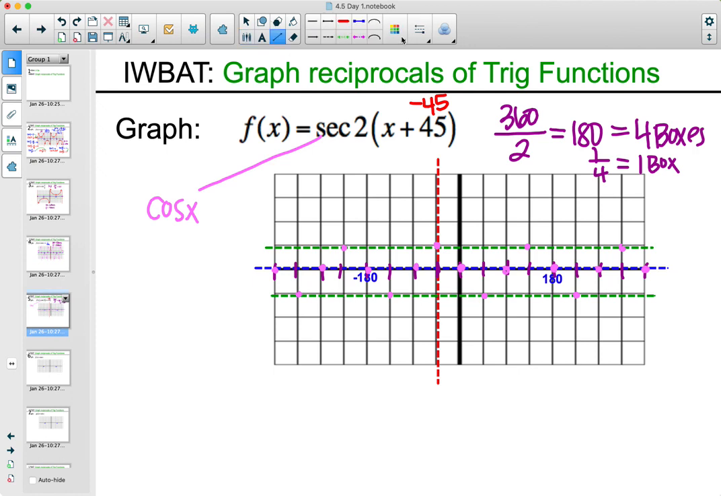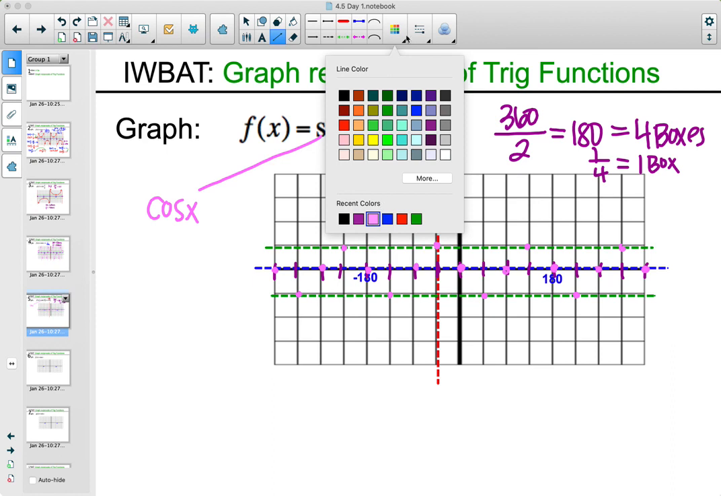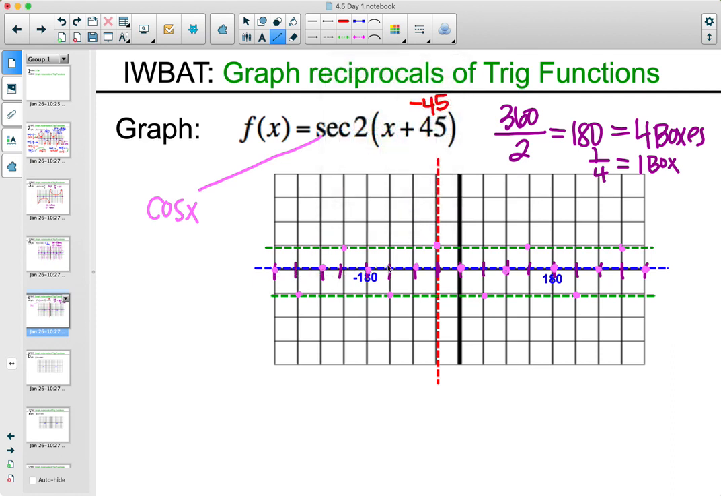So now you need to do the secant function. So you need to do asymptotes at all of the places that cosine is 0. So on this midline, everywhere that cosine is 0 on the midline, you get an asymptote.